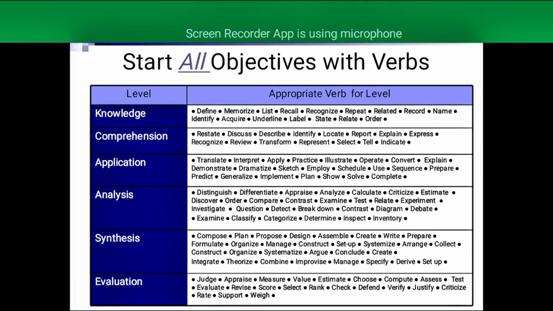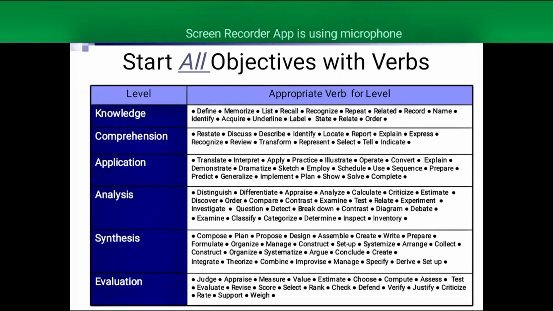Number 4 is analysis: distinguish, differentiate, appraise, analyze, calculate, criticize, estimate, discover, order, compare, contrast, examine, test, relate, experiment, investigate, question, detect, break down, diagram, debate, classify, categorize, determine, inspect, inventory.